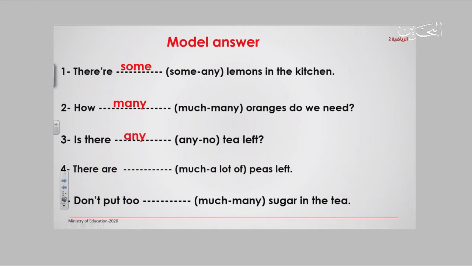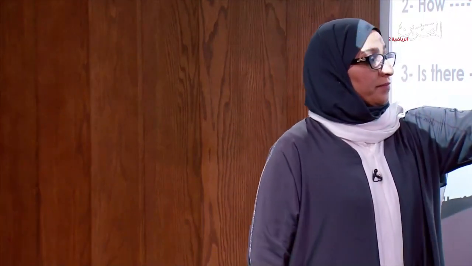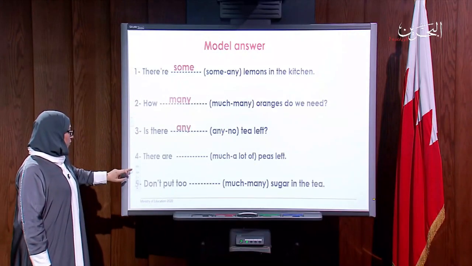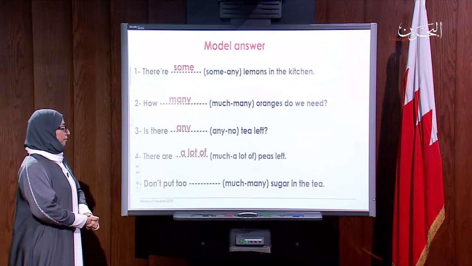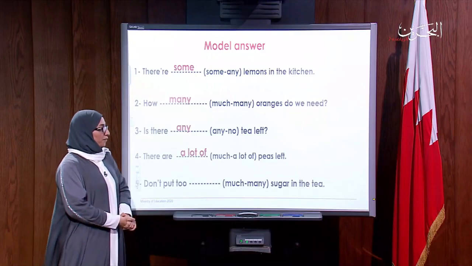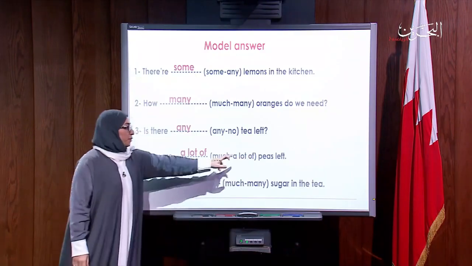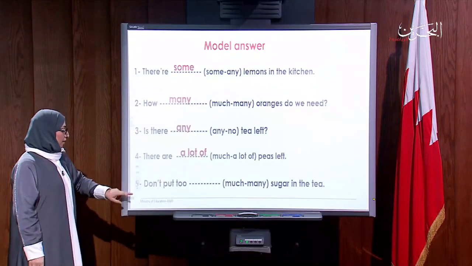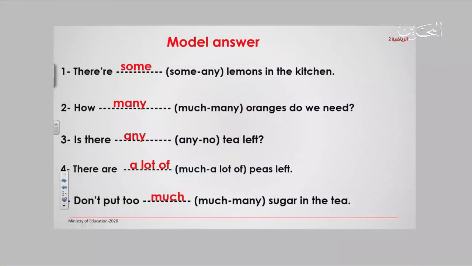Is there any tea left? Why any? Because it's a question. I use any with the question. Let's go to number 4. There are a lot of peas left. Peas are countable. I cannot use much with it. Last sentence. Don't put too much sugar in the tea. We know that sugar, again, is uncountable. We use much with uncountable.